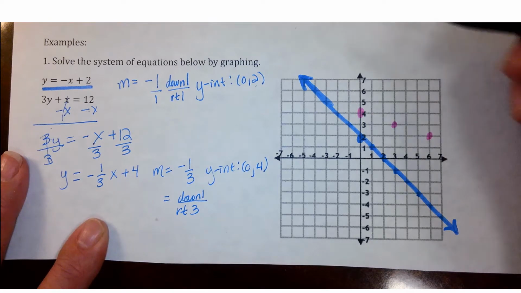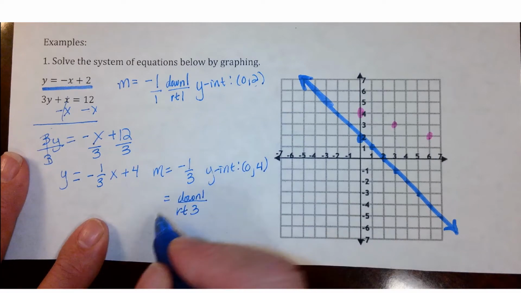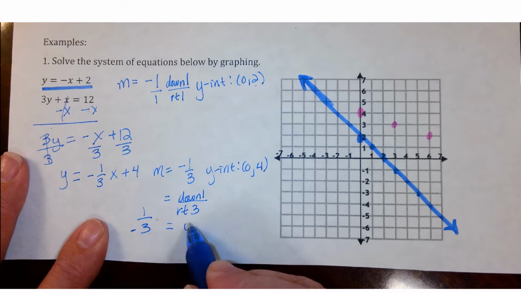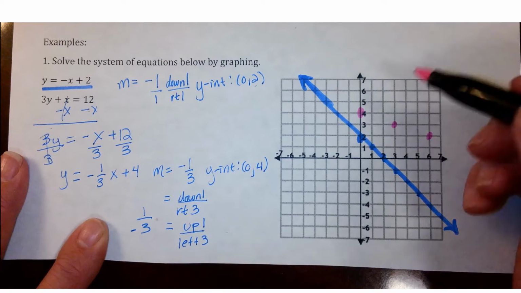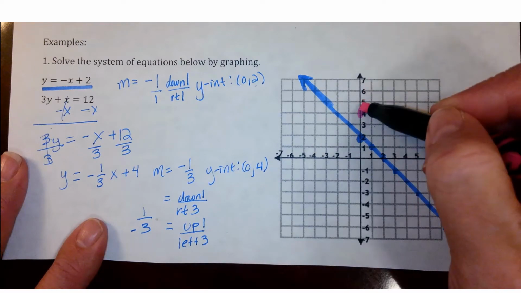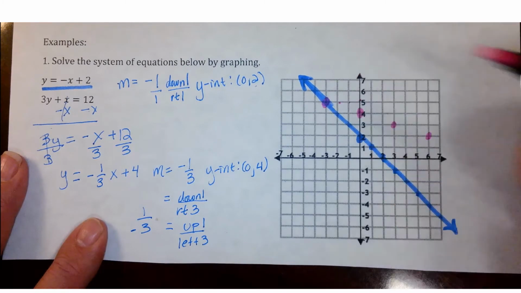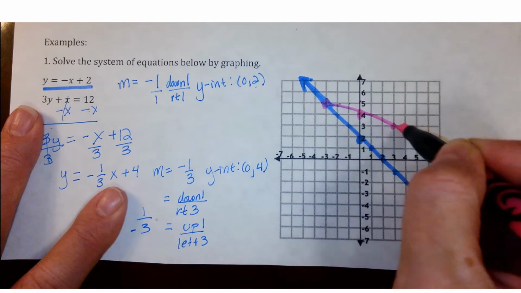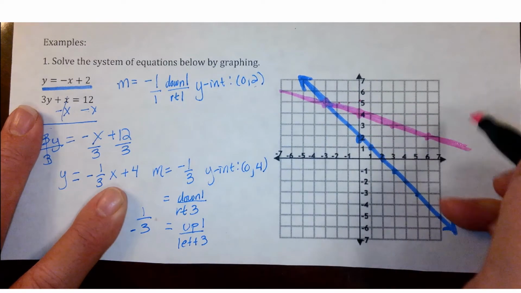So I do need to do the opposite here of the slope that we just did. So if I was to put this negative in the denominator, this is going to make it go up 1, and instead of right 3, we're going to go left 3. So let's do that back from the y-intercept. So let's go up 1, left 3. There, that's more like it. Okay, so let's draw a little line here. Not perfect, but we get the idea.